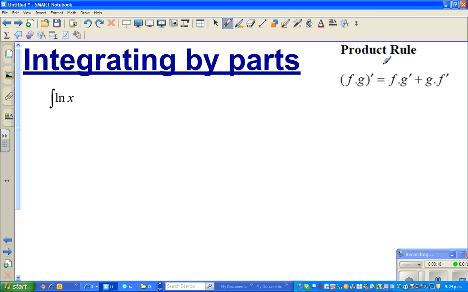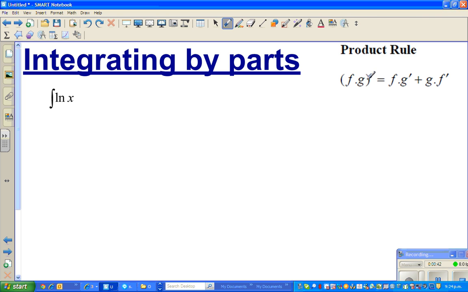You should know the product rule of differentiation, which is like this. If you have two functions f and g and you want to find the derivative, f times g prime is f dot g prime plus g dot f prime. I hope you know this is the product rule in differentiation.